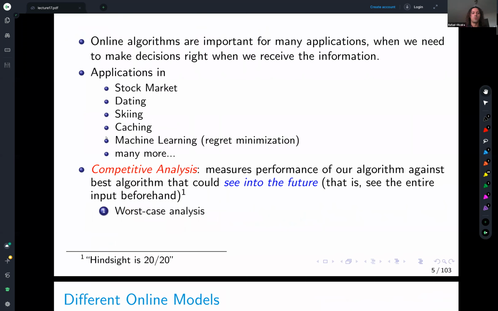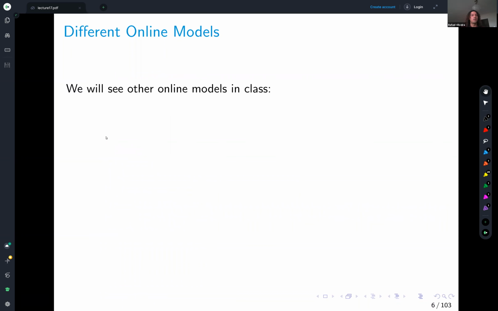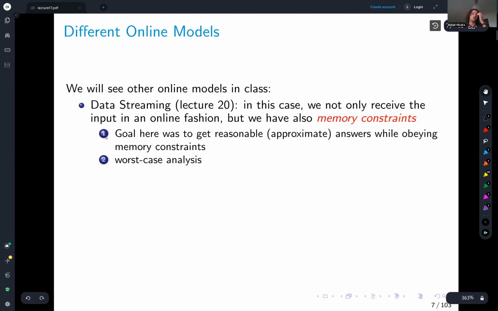Okay, great. So now we have this motivation. And here I just want to pause for a second and mention that this is not the only setting where the input comes online, where you cannot see the input and still need to make decisions. So we're going to see other online models in class. In particular, we're going to see the data streaming model, which is lecture 20. In this case, we not only receive the input in an online fashion, as we're discussing now, but we also have memory constraints. So we cannot even store the entire input that we have seen up until the end. So we have very little memory. And here the goals are completely different, so I'm going to discuss that in lecture 20.